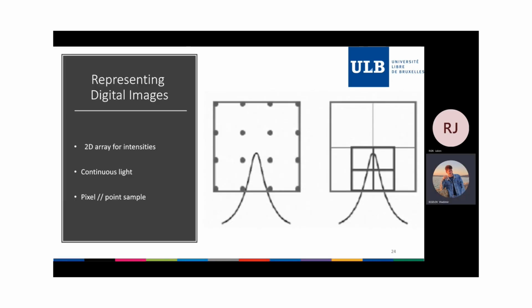Now, how to represent the image. A frame buffer contains a 2D array of numbers representing the intensities. The screen creates a continuous light image from these discrete numerical values. It is also important to understand that a pixel is not a small square of light next to its neighbor, but rather a point sample.